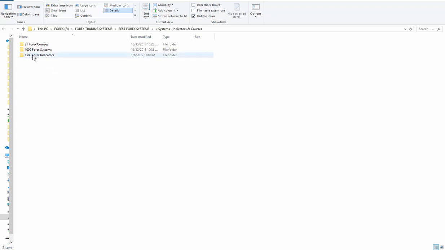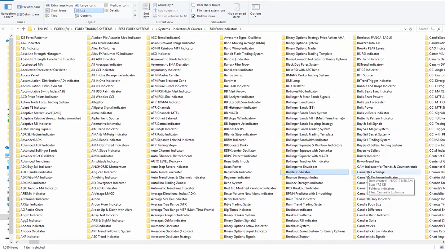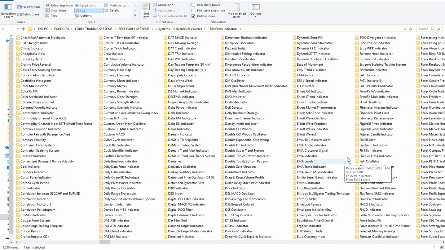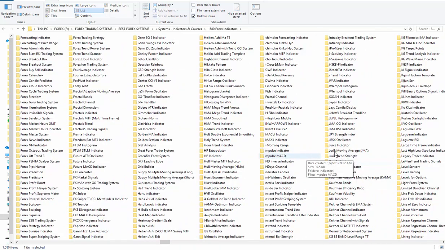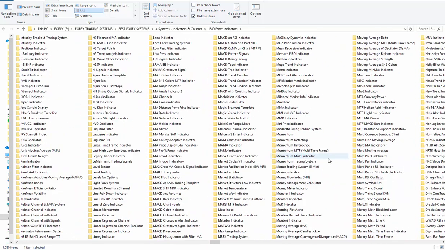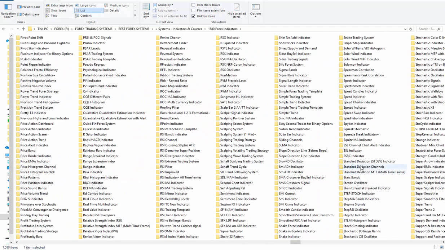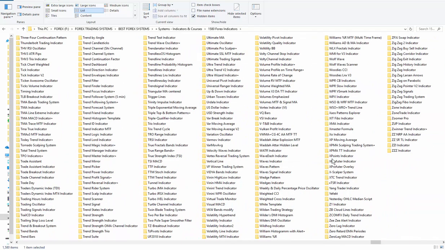Within this folder right here, there are a lot of indicators. They all come with a Word document, and as you can see scrolling through here, there are hundreds and hundreds of them. I'm going to go through a few of them, the ones that piqued my interest. It just goes on and on. 1,580 custom indicators for your MT4 platform.